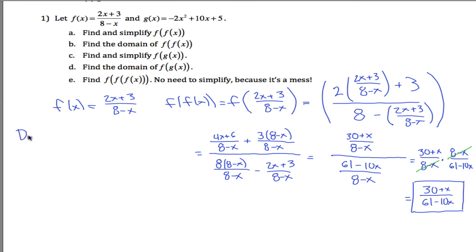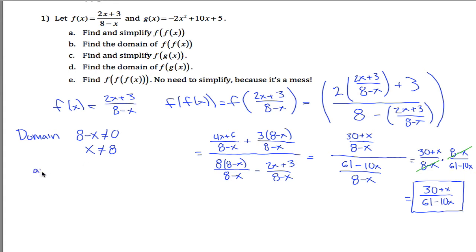The domain. To figure out the domain of a composite function, you first have to look at the inside function, so f of x. I need 8 minus x to not be equal to 0, because I can't divide by 0. In other words, I need x to not be equal to 8.